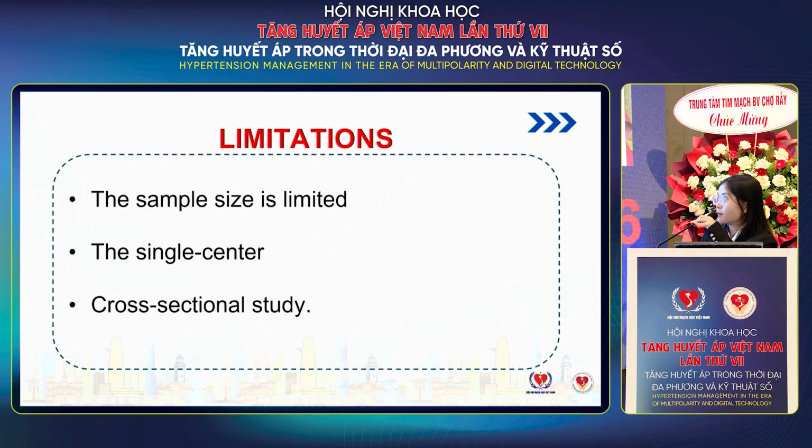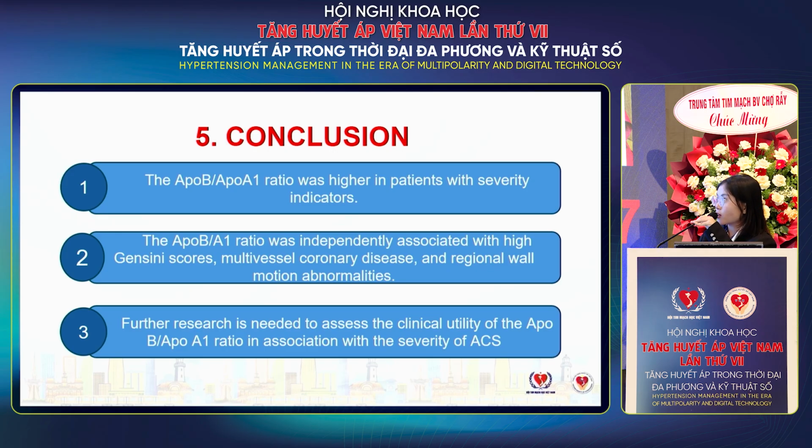So these are the limitations in this study. The sample size is limited, and this was a single center study, which can affect the generalizability when applied to a broader population. And this was a cross-sectional study, so we cannot assess the causal relationship between variables, we can just assess the association.